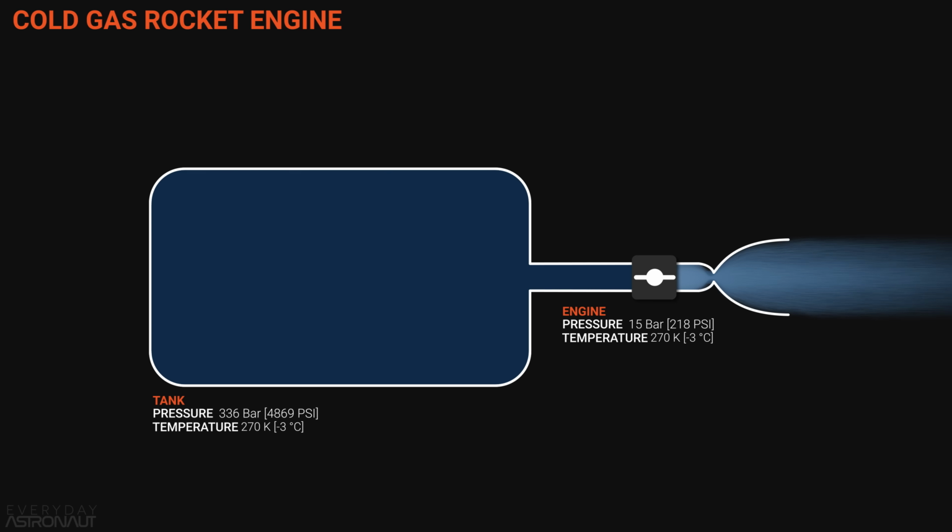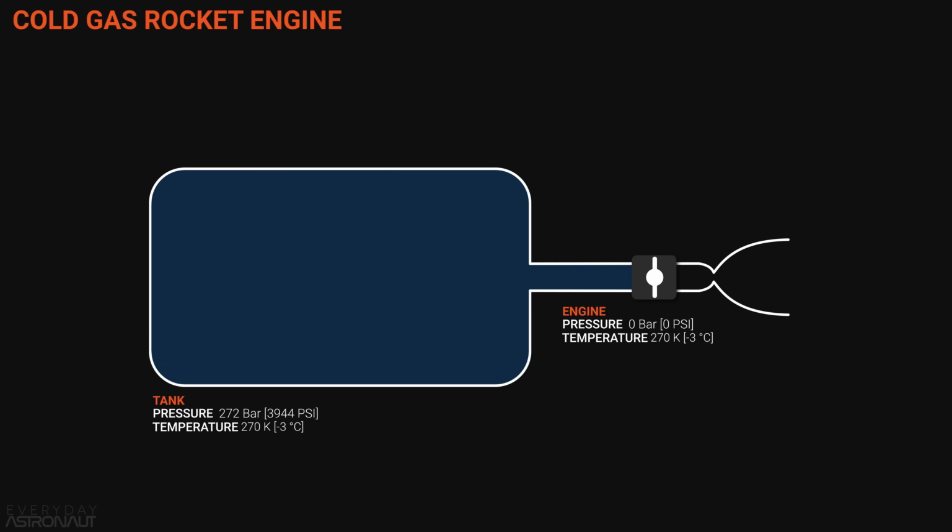And the name is literal, because when expanding a gas, the temperature drops too, and that's called the Joule-Thomson effect. So it actually is physically a cold gas thruster. So the biggest limitation with a cold gas thruster is the lack of heat and the available pressure in the system. Remember our rule, pressure flows from high to low. So in order to get high amounts of pressure and therefore thrust in the engine, it means the pressure in the tank always needs to be higher than it is in the engine.